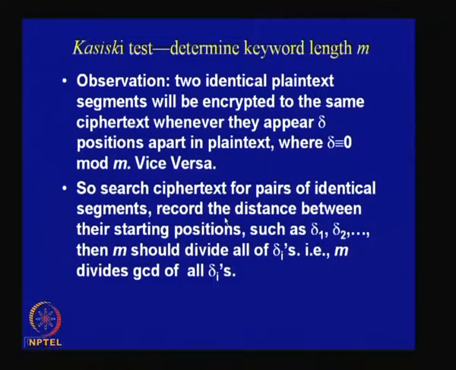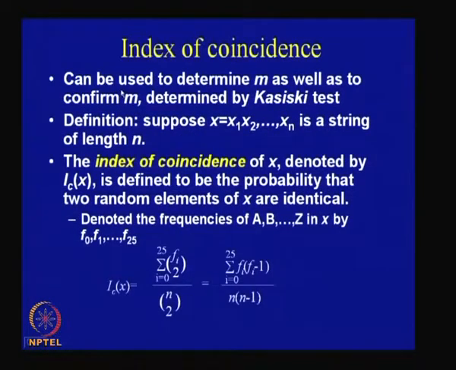So what we do is that we take the ciphertext and search it for pairs of identical segments, and then we record the distances between their starting positions. Suppose they are delta 1, delta 2 and so on, then m should divide all of these delta i's, and therefore m should divide the GCD of all these delta i's. Okay, so this can be used.